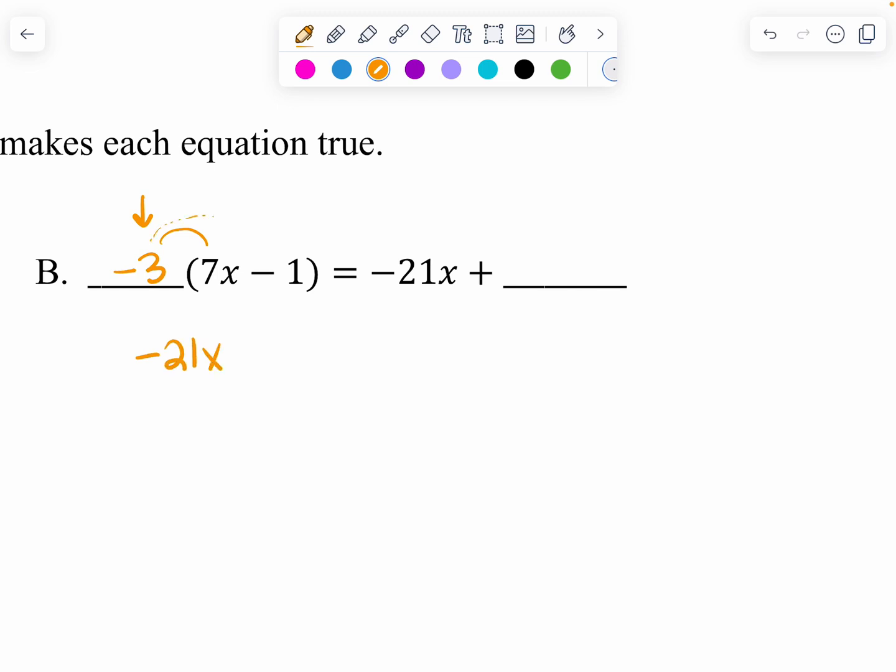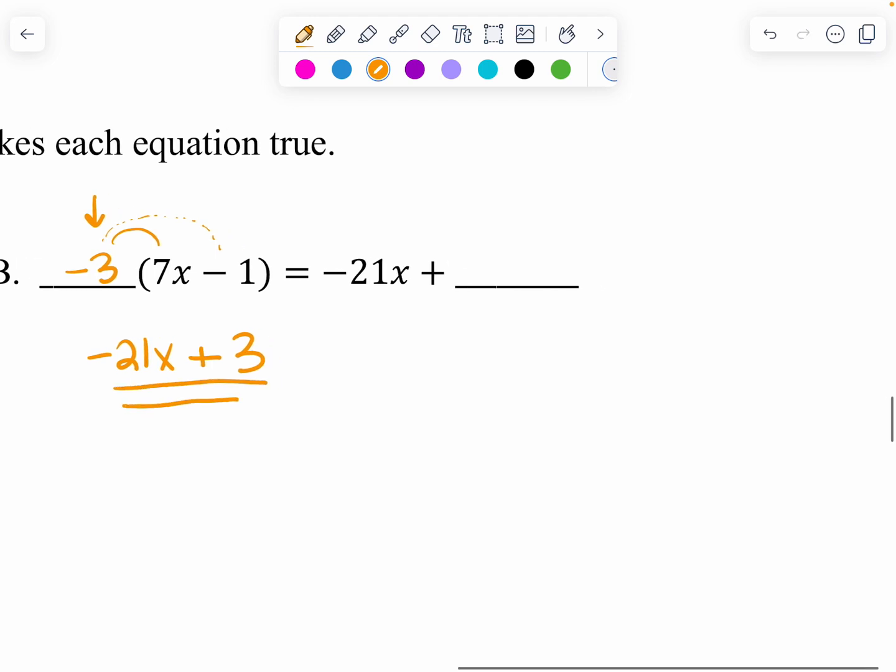Negative 3 times a negative 1. Two negatives multiply to be a positive. And negative 3 times 1 is positive 3. So now if it says negative 21x plus 3 on the left, it needs to say negative 21x plus 3 on the right. So I think it makes sense that that bubble has to have a 3 in it.